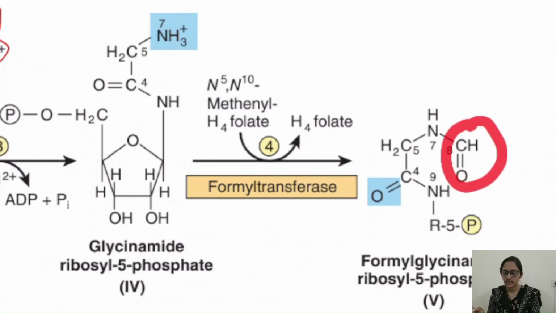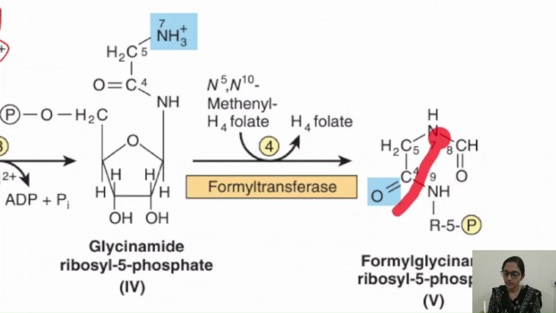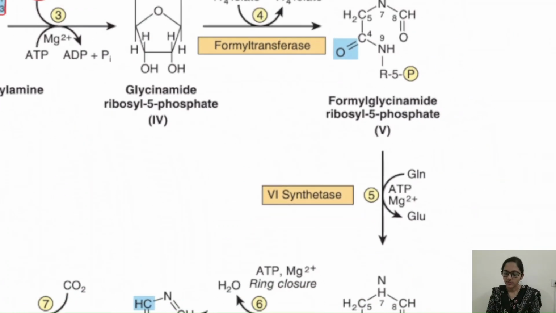So how is this attached? Look at how it is attached. You have a ribose 5-phosphate, and to the ribose 5-phosphate, N9 from glutamine is attached. To this N9 from glutamine, we have even attached the glycine, and to this glycine we have again attached the formyl group from the tetrahydrofolate. Is it fine? Yes. So from this, the next step is going to be addition of another glutamine.